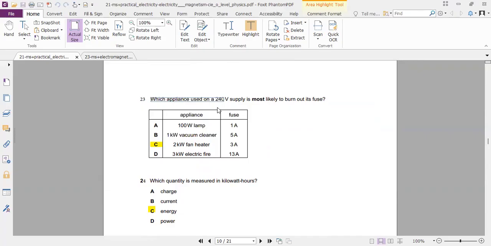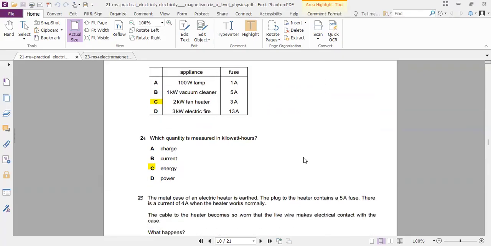So if we have 240 times 3, the appliance is 2 kilowatts. Okay, so the current calculated from P is equal to VI will be 2 kilowatt divided by 240. That should give you the current. And this current will be greater than 3 amps. So the device will burn out. The fuse will burn.